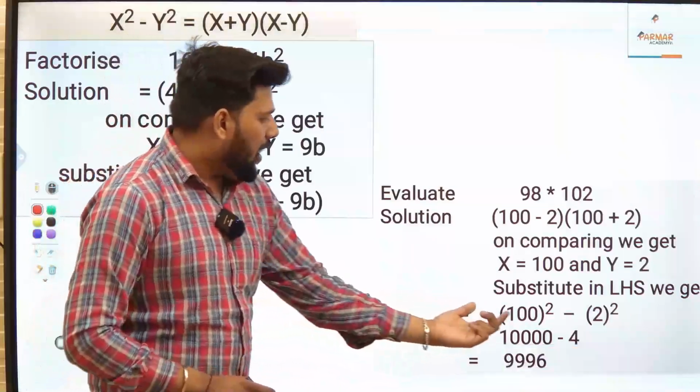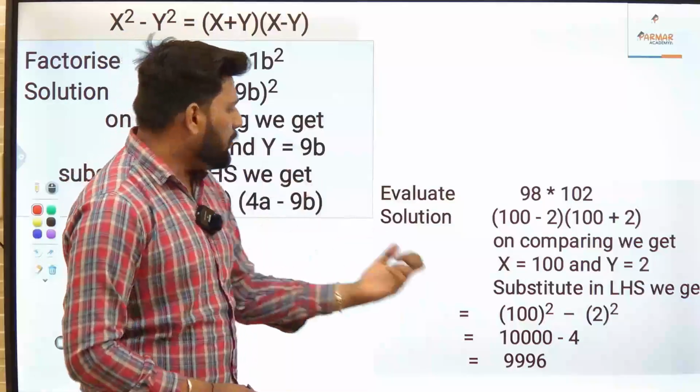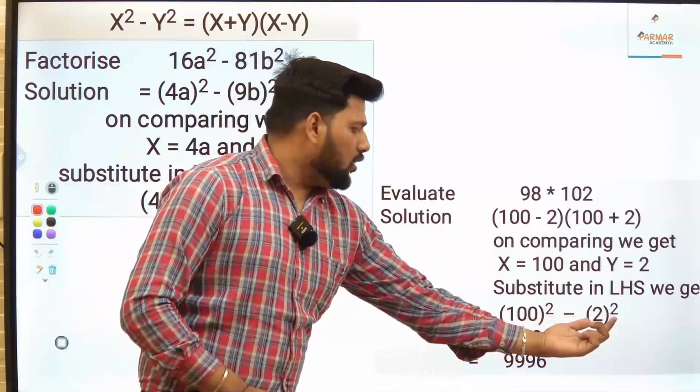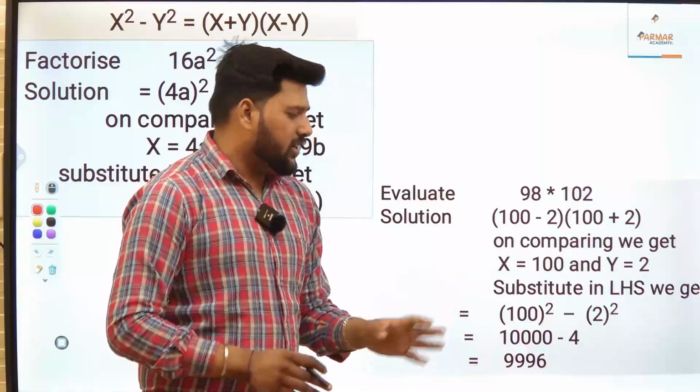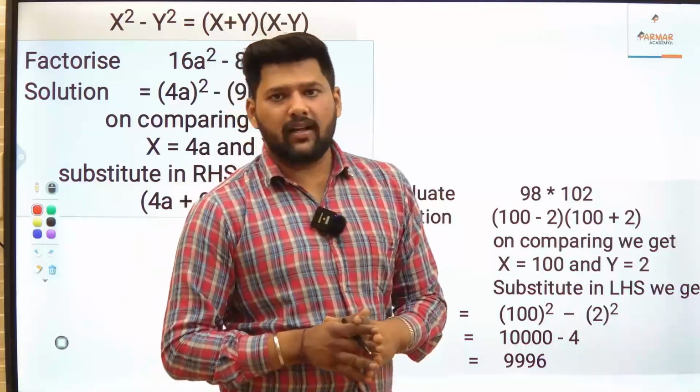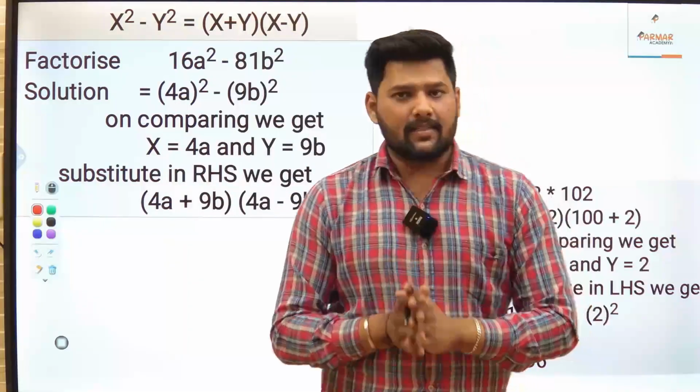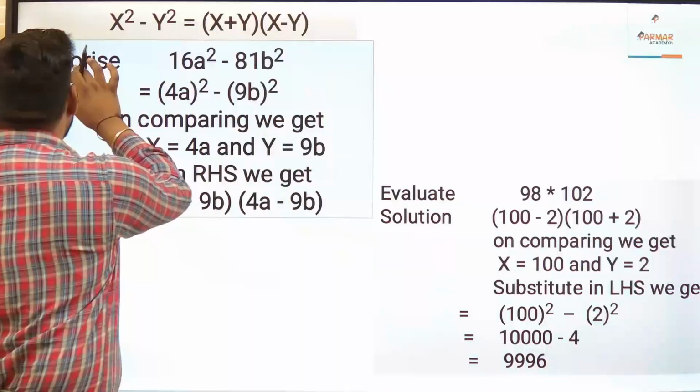So I will get 100 square, x square minus y square is 100 square minus 2 square. The overall calculation is 10,000 minus 4, that is 9,996.